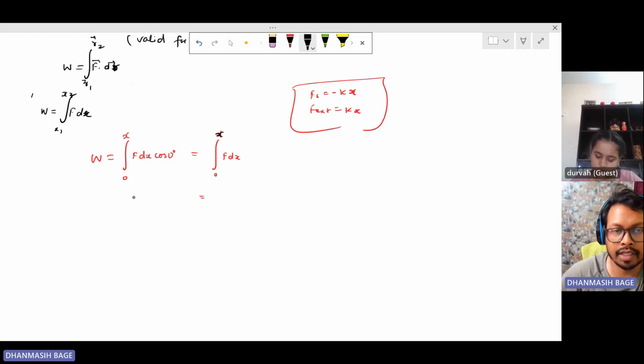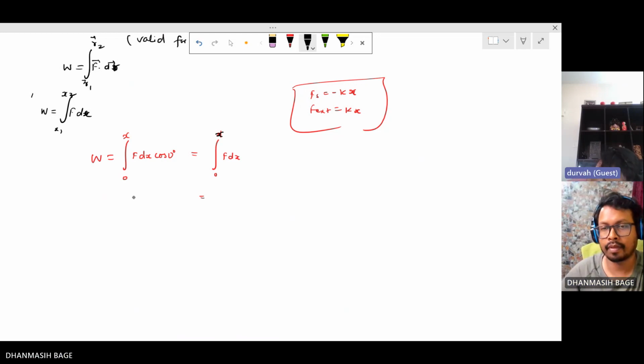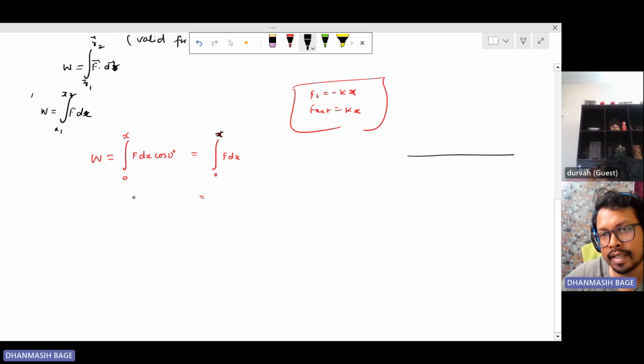Equal and opposite forces. Whenever you're finding out the potential energy, whether the electrical potential energy or the potential energy of any force, it is always equal and opposite. So try to understand this thing from here.